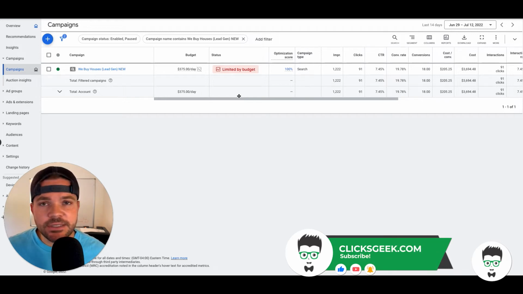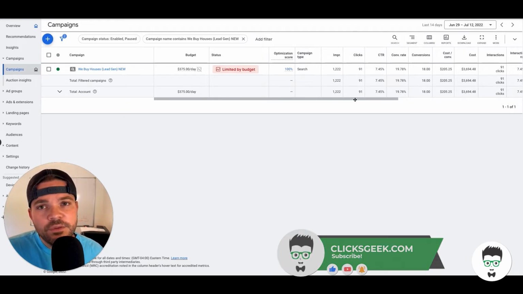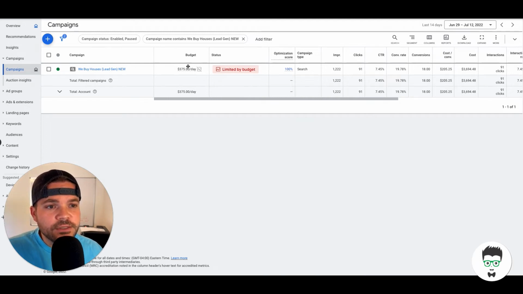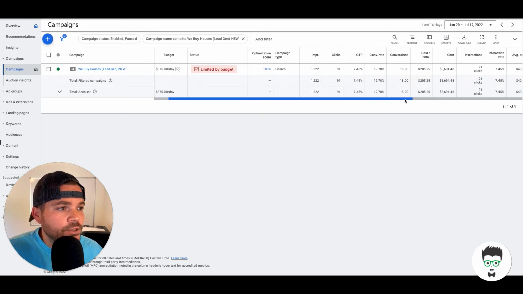Now let's dive into this campaign. Okay, as I mentioned, we're going to be reviewing this from a 14-day window. This particular campaign only has a $375 per day budget. It has 91 clicks. It has a conversion rate of 19.78%. And this is increasing because we are constantly split testing in order to increase this, because the higher the conversion rate, the lower the cost per lead. So then we have 18 conversions or leads, and we have a CPA, a cost per acquisition, of $205.25 currently, which is comfortable for the client.